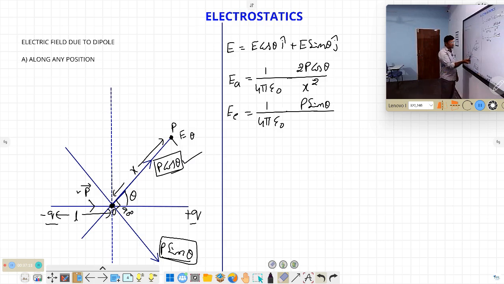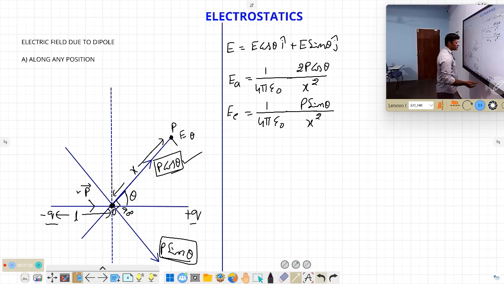Next, P sin theta. With respect to P sin theta, this point is perpendicular. That means the line joining the point is perpendicular. So this point becomes equatorial. So the electric field due to this P sin theta becomes the equatorial field at that point P. That is, I am writing 1 by 4 pi epsilon naught P sin theta by the square of the distance, that is also x square. Square of the distance anyway, same.